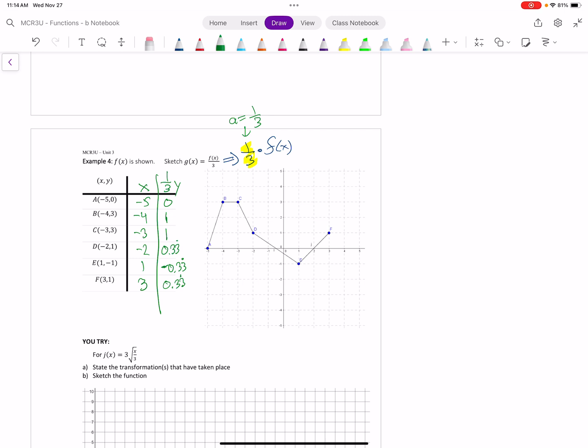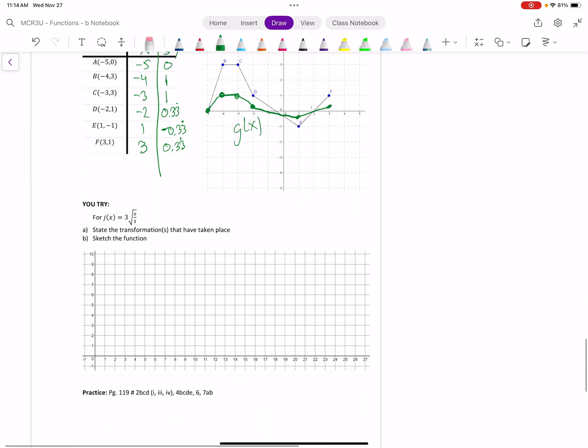So if I sketch this, that doesn't change. This one does. This one does. I'll kind of approximate where 0.33 is. So basically, and now I try to copy that same shape. So a bunch of lines connecting these points. Everything has been squished. It's a vertical stretch of 1/3. So I would label this, what do they call this? G at x. Like that. Great.